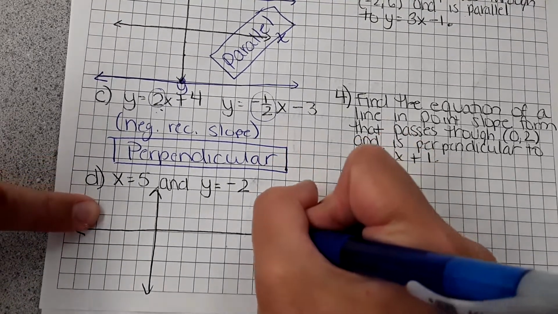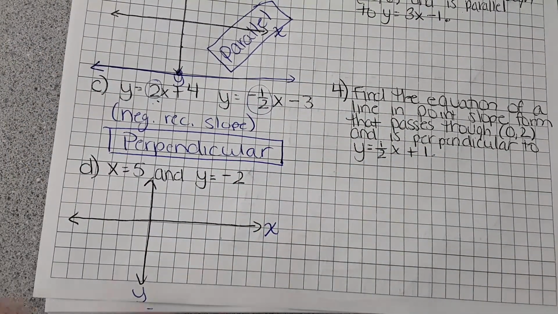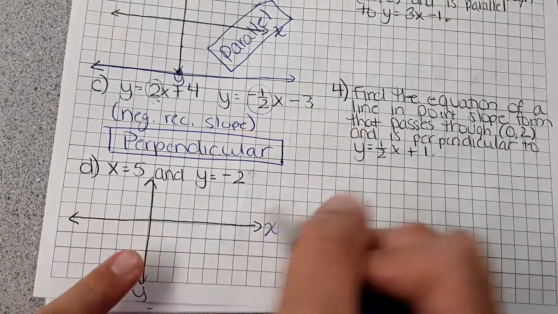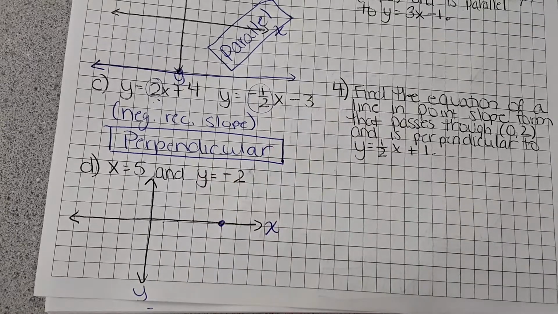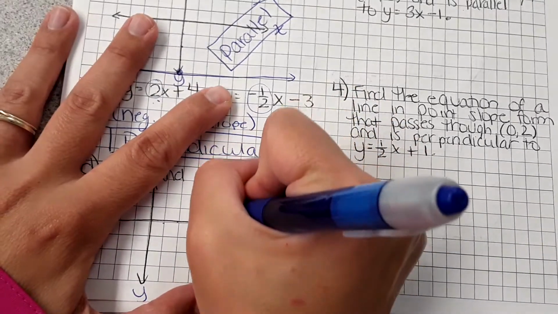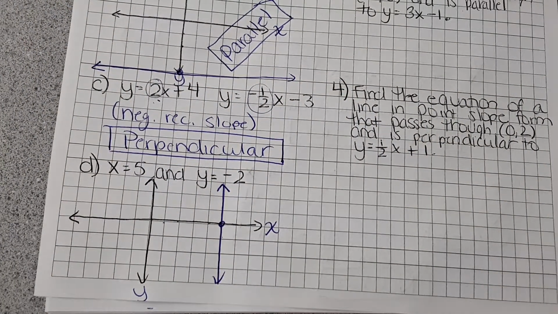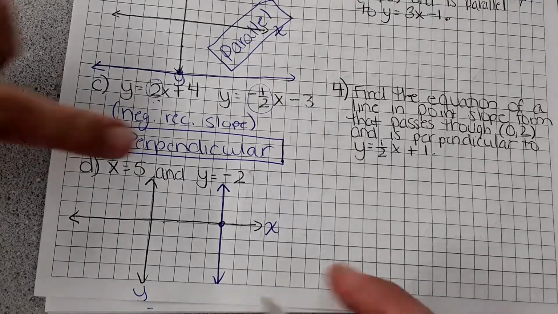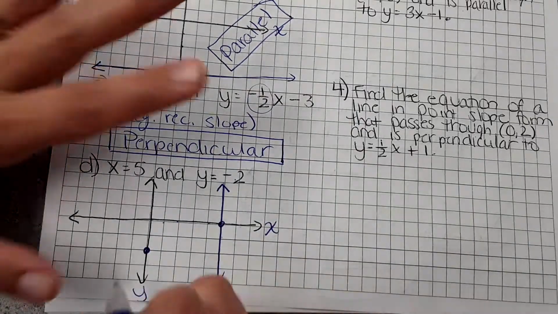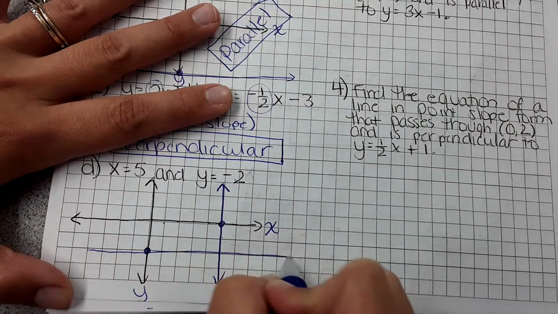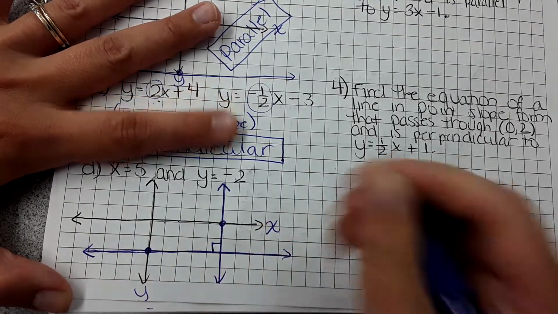D, again, it's important to recognize that this is your x and this is your y-axis. That'll help you avoid errors with this. X equals 5. So 1, 2, 3, 4, 5. And if x always equals 5, it is a vertical line. And then it says y equals negative 2. So we plot negative 2 on the y-axis. And this is a horizontal line. Well, if that's not perpendicular, I don't know what is. That is perpendicular.